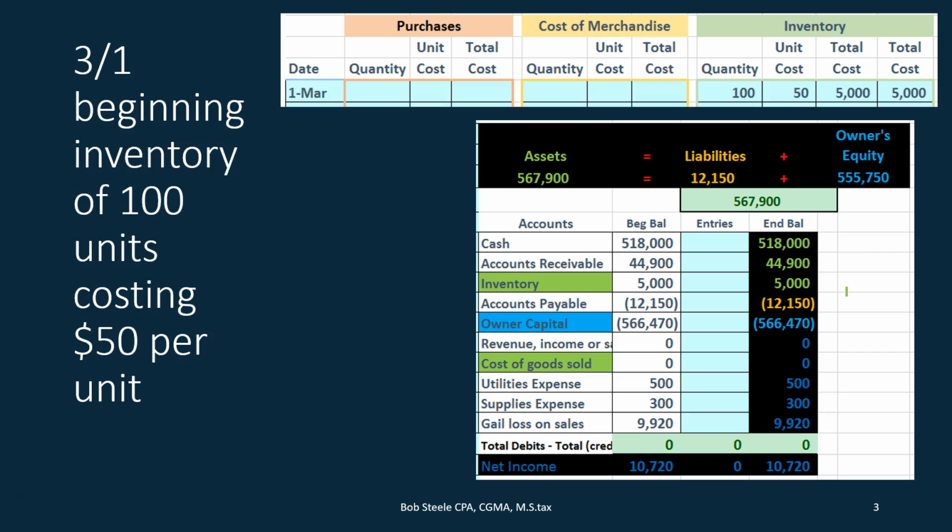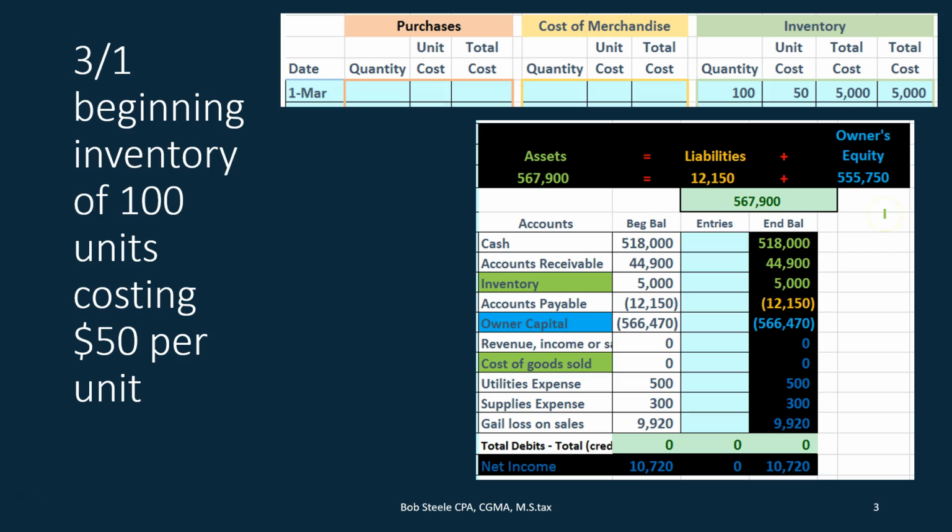But in the case of inventory, we want to see information oftentimes in terms of how many units are in there and how much those units cost. In order to do that, we generally have to have a separate worksheet, which could look something like this. In this case, we're starting off in the same area in that we have 100 units. They cost $50. And that is where this $5,000 comes from.